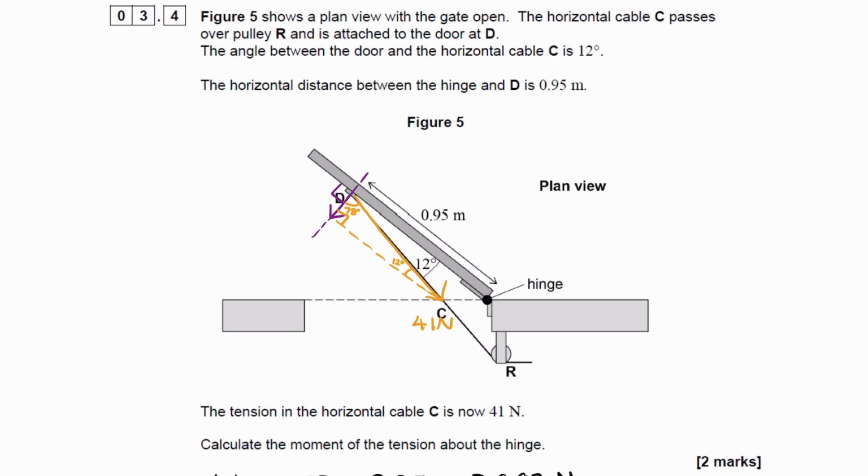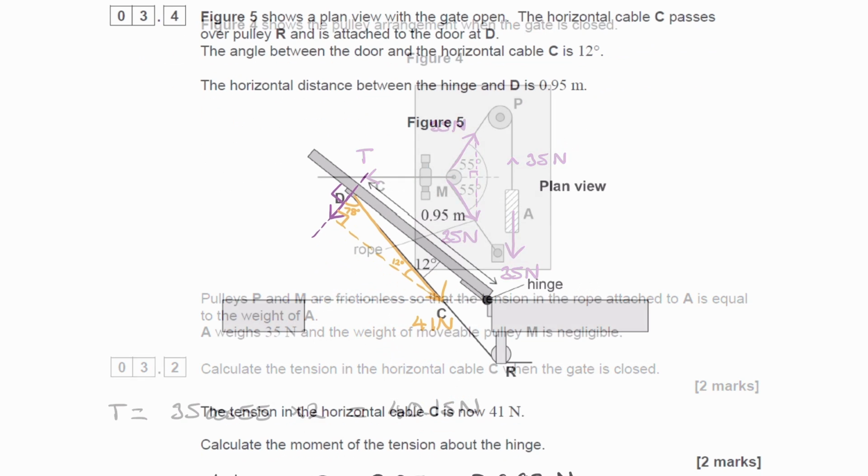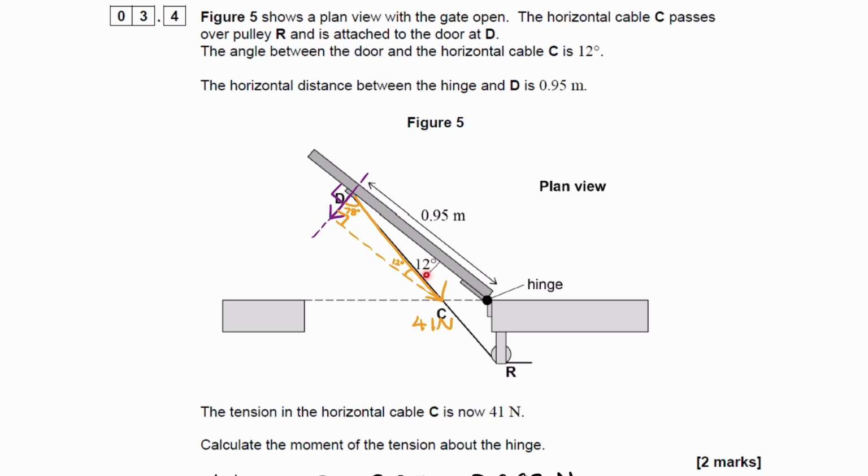Okay, so to increase our tension force, the easiest way that we can do that is to increase the mass that we have used here. So A's weight was 35 newtons. If it weighed more than 35 newtons, we will have a greater tension force in the rope and therefore a greater tension force in the cable. To increase this angle here of 12 degrees, we can get pulley R and pull it further away from the gate. The further this is from the gate, the bigger this angle would be, the bigger the component of the tension force perpendicular to the door, and the bigger the moment.